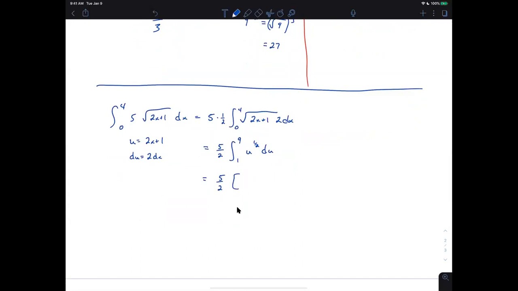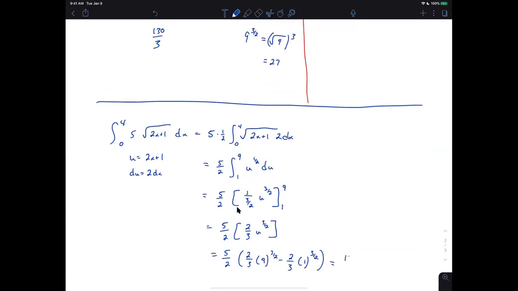All right, now we do the integral like normal, and so we do 1/(3/2) u to the 3/2 from 1 to 9, but because those are u values, you do not go back to x. So you might simplify this and make it 2/3 u to the 3/2, but now you plug in 9 and 1 and subtract. And so you get 2/3 times 9 to the 3/2 minus 2/3 times 1 to the 3/2. And now you do your work and you get the same thing we got up there, which I hope is 130/3.